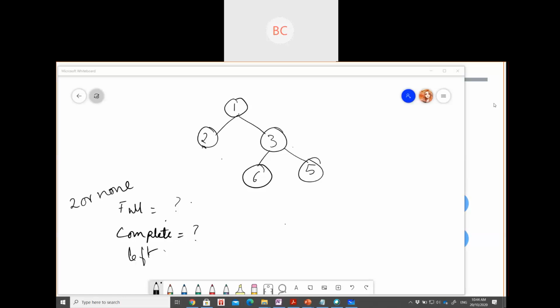It's full. Okay, it's a full tree. Why is it full? Because it's satisfying all the conditions. Note, this one has two children. Again, this one does not have any children. So its condition is two or none, and again, three has two children, right? So it's satisfying the condition of two or none, which is the condition for a full binary tree. It's not complete because it's skewed towards the right side, and the condition for a complete tree is that it should be on the left side. Okay, is it clear? Is it clear why it's full?